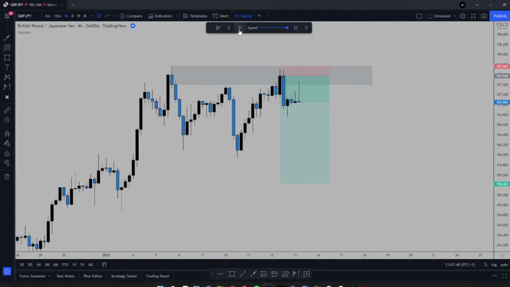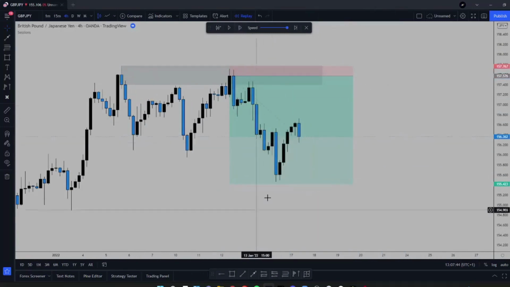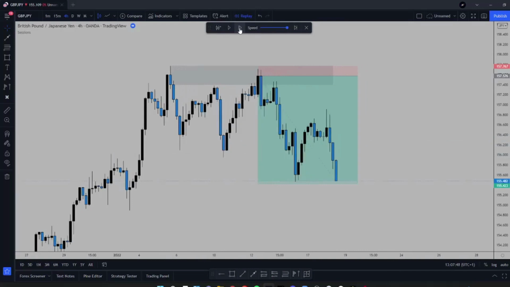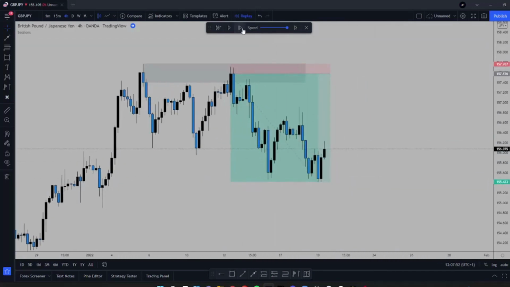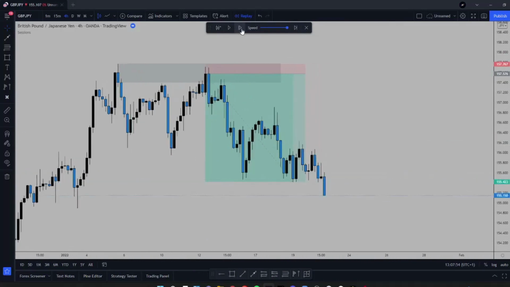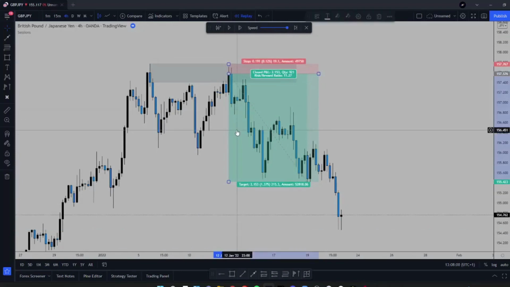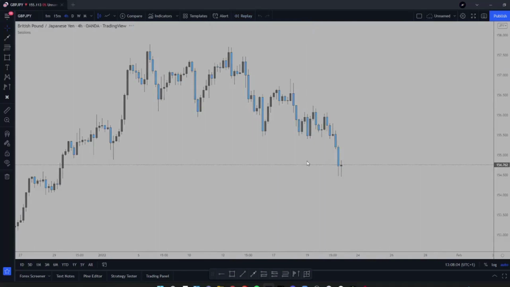Okay, let's just see if this actually hits our target. It almost hit our target. Are you going to freak out? No, we believe in our target. We trust our target. So it's just patience. And there we go. Our target got hit. Okay, and it probably will go deeper as well, but our target got hit. This was a beautiful scenario of a supply zone. Okay. Now let's see if we can find a demand zone.